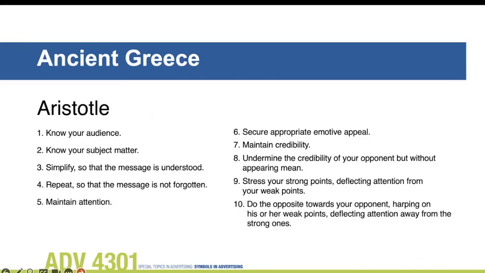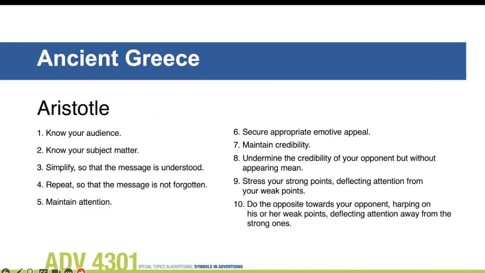Number 7, maintain credibility. Number 8, undermine the credibility of your opponent, but without appearing mean. Number 9 is stress your strong points, deflecting attention from your weak points.